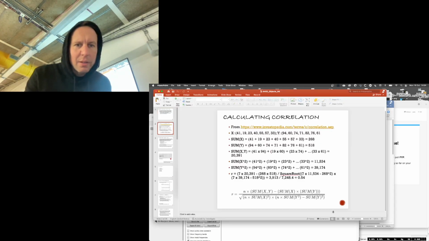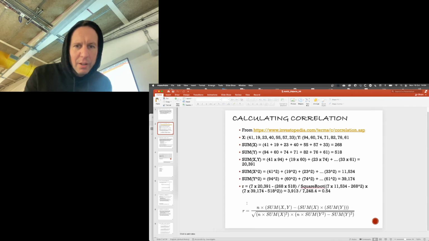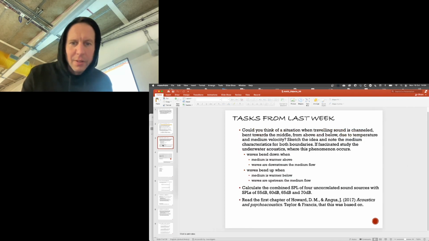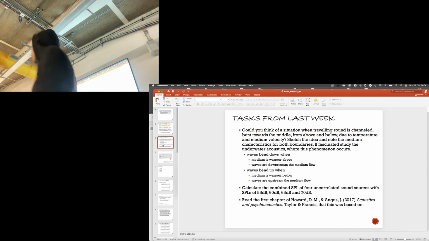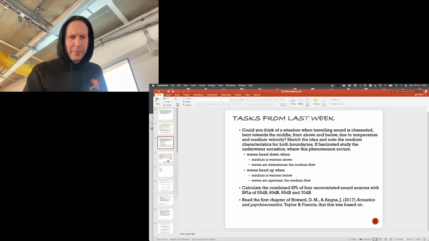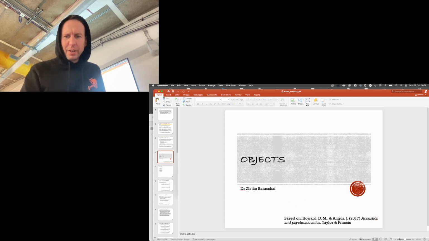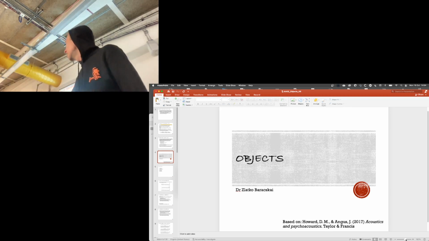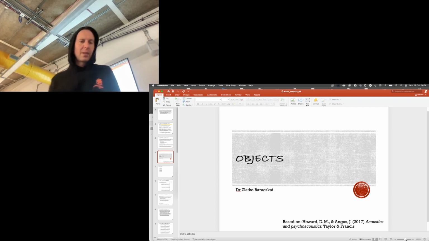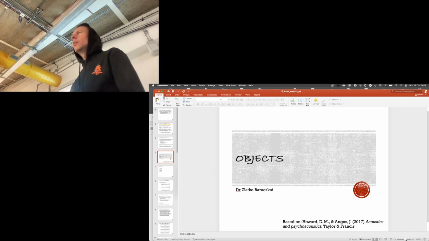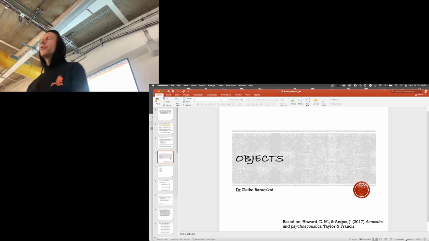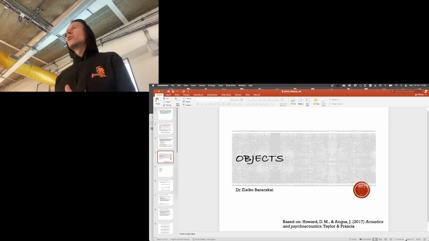Okay, so the topic there, calculating correlation. There are a few things which are a bit over the top in the slideshow, as you understand by now. So I'll just go quickly through the bits that relate to objects. The main thing to understand is how the size of the object in relation to the wavelength is crucial. The objects pose different types of resistance, obstacles or none, based on their size.